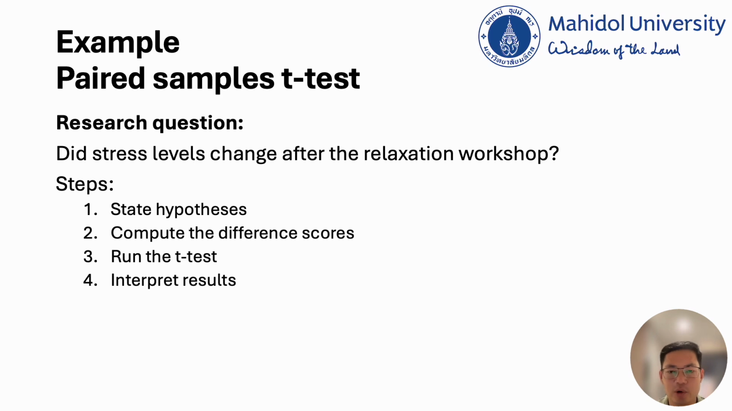Here is another example using the paired samples t-test. Imagine we conduct a relaxation workshop, and we want to see if participants' stress levels change after the session. We measure their stress before and after. The null hypothesis is that there is no change. We compute the difference scores for each participant, run the paired samples t-test, and check the p-value. If the result is significant, we can see that the workshop had a measurable effect on stress level.